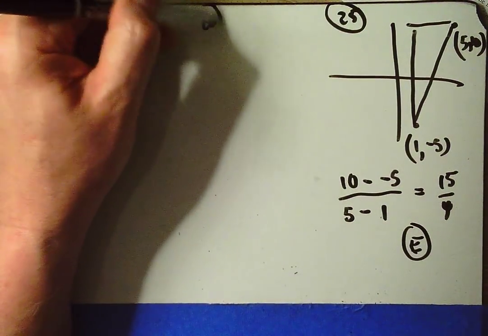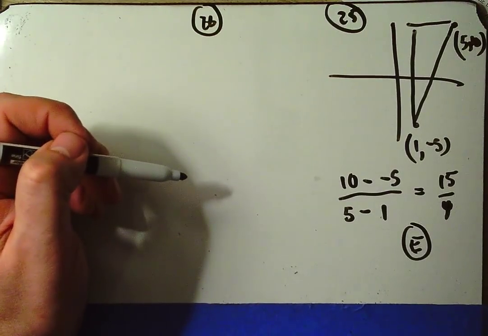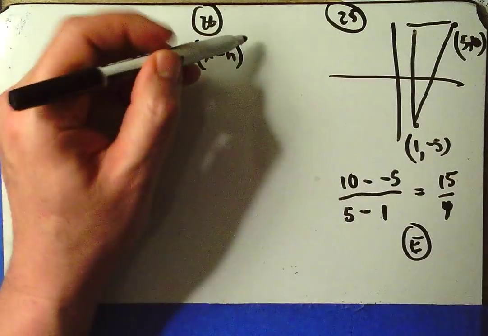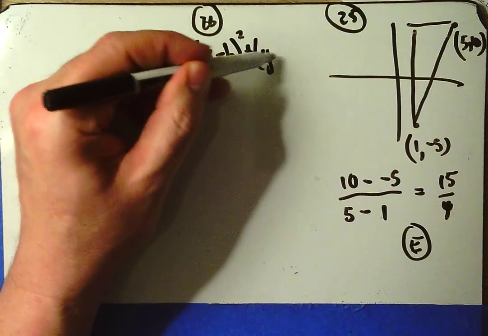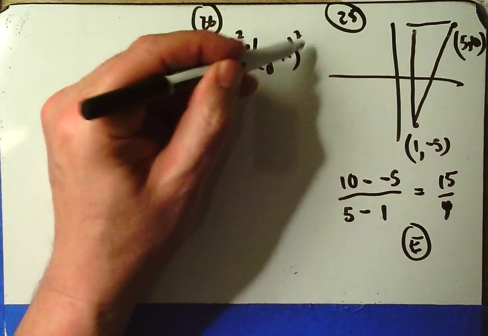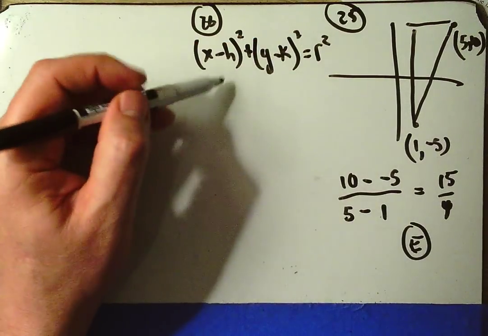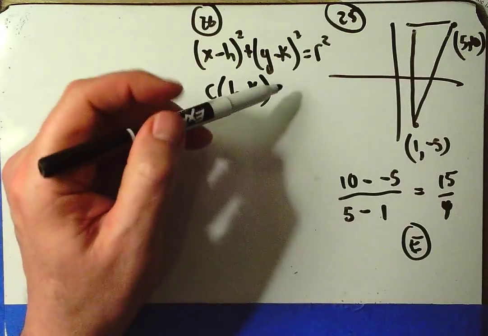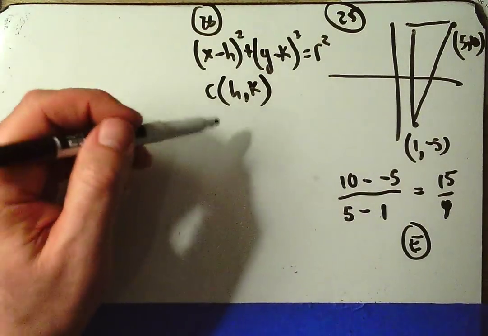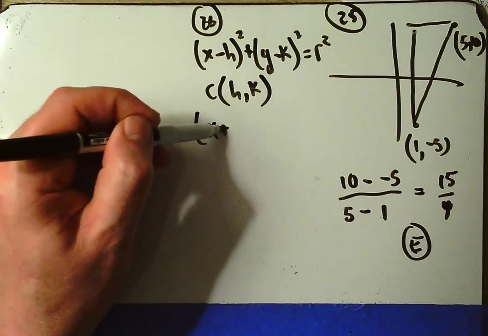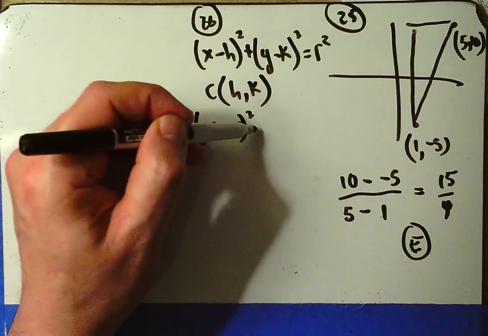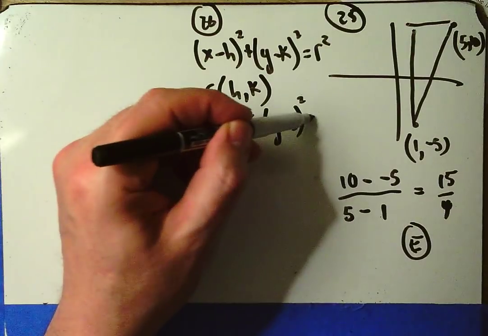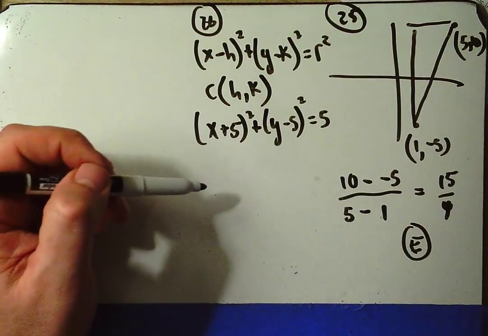26. 26, the equation of the circle. Remember the equation of the circle, x minus h squared plus y minus k squared equals r squared, where the center is located at (h, k). All right, so we see this equation, x plus 5 squared plus y minus 5 squared equals 5.